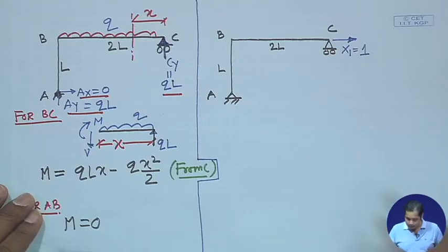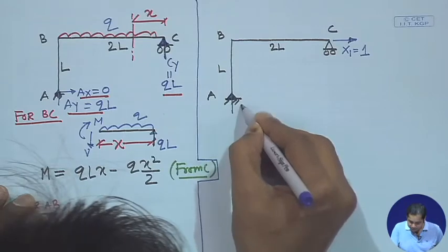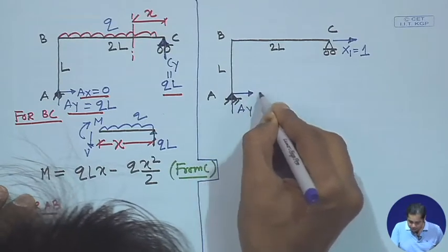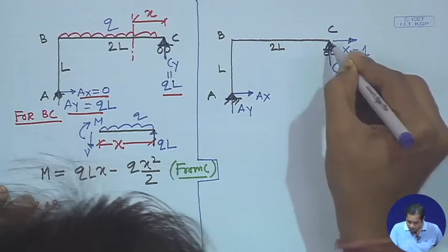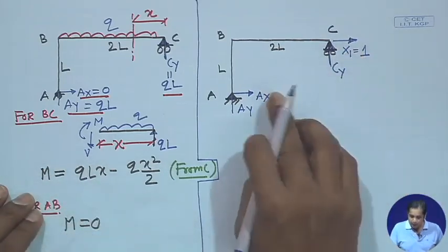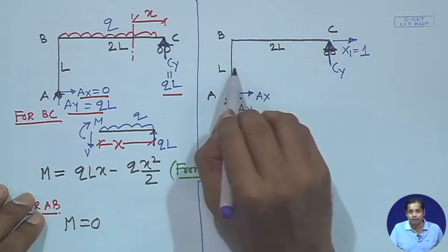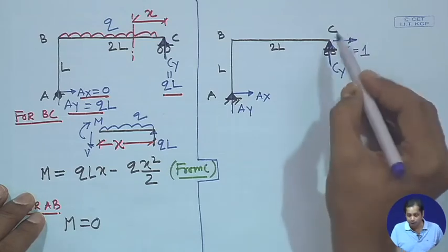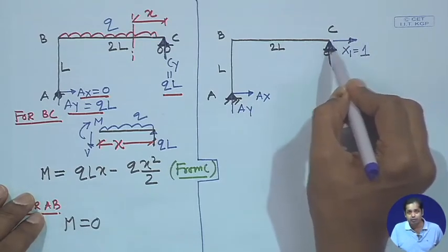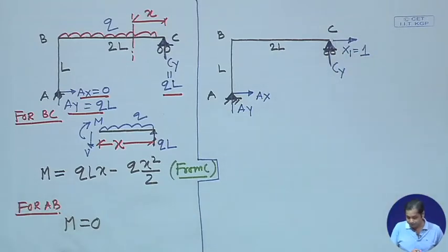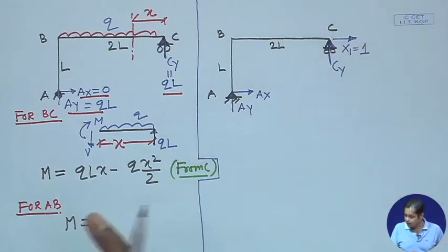Now, again if we draw the free body diagram, this will be AX, AY, and then CY here. I have already told you many times that in this case I am drawing the free body diagram on the actual structure itself, but actually when you draw the free body diagram, you need to remove the support and represent the support by their characteristic forces.